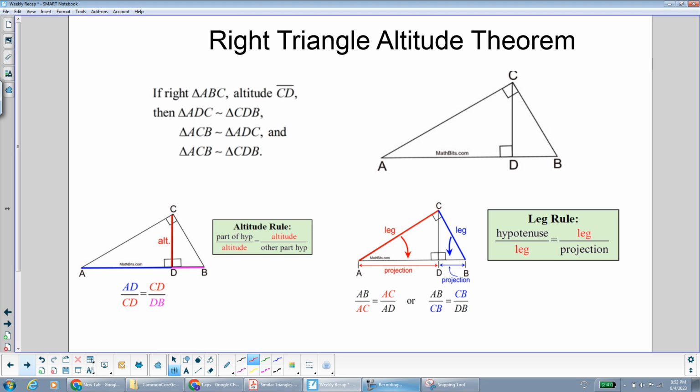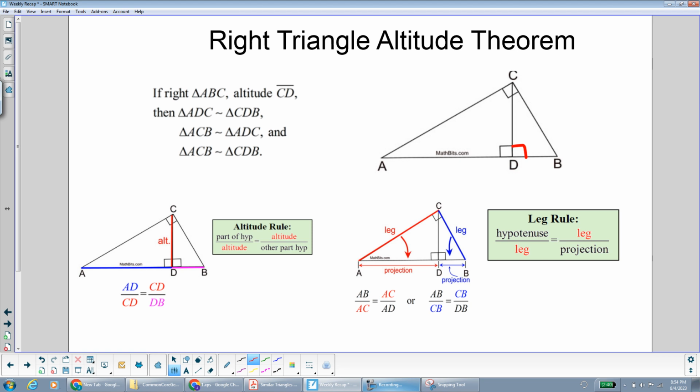Another thing that people often don't remember is the right triangle altitude theorem. So remember the right triangle altitude theorem occurs whenever we have a big right triangle with an altitude drawn to the hypotenuse, creating two smaller right triangles. Whenever I see this picture, this situation, I just think right triangle altitude theorem.